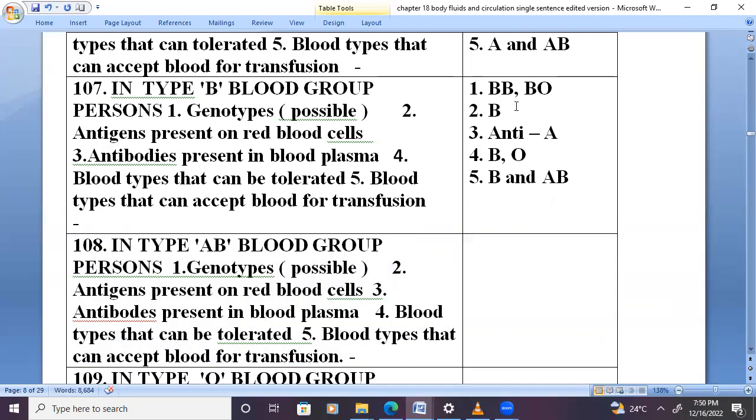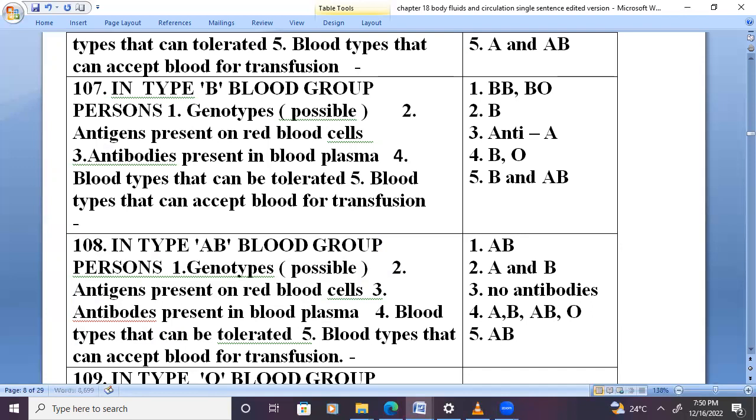In type AB blood group, genotype AB, antigens present in the red blood cells A and B, antibodies present in the plasma: no antibodies. Blood type that can be tolerated: it is universal, that means it can tolerate A, B, AB and O. To whom it can give: only to AB.